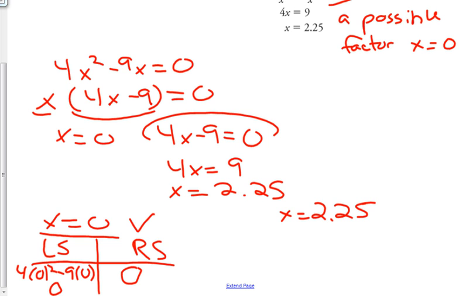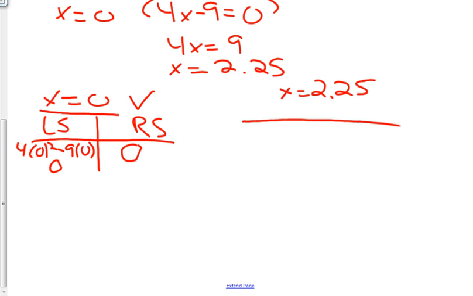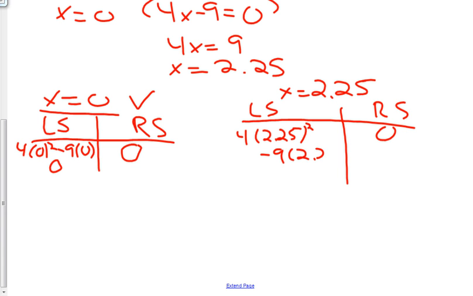What about for x is equal to 2.25? Let's check and see if this works. So I have my left side and my right side. My right side is equal to 0. My left side will be 4 times 2.25 squared minus 9 times 2.25. If I plug that into my calculator, I get 20.25 minus 20.25, which is equal to 0. So that one checks out as well.